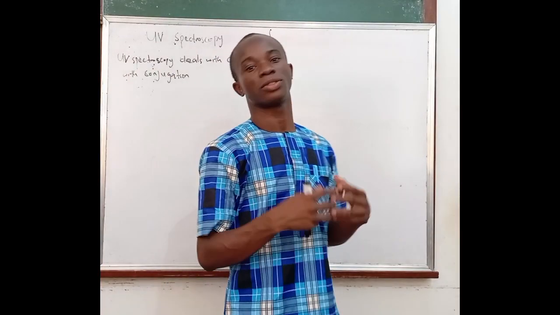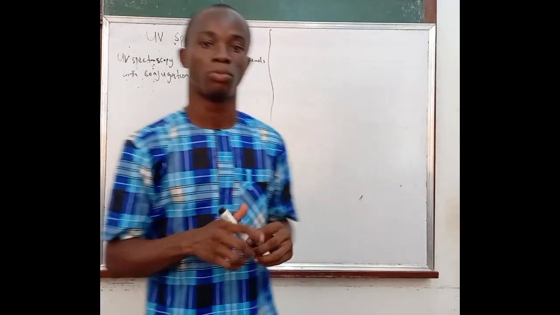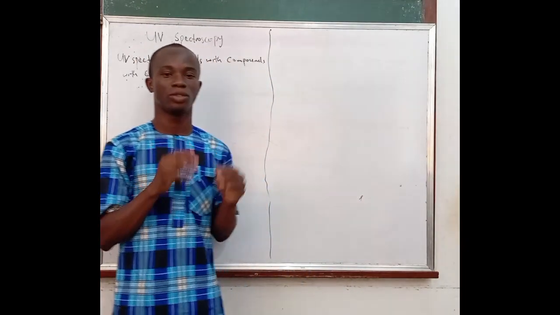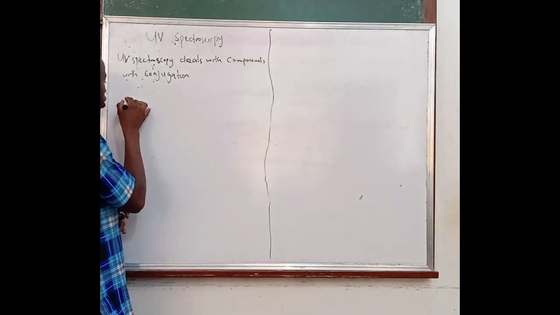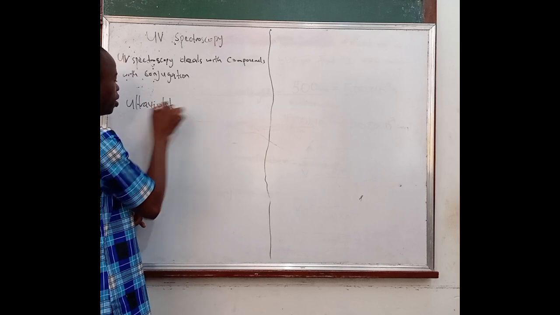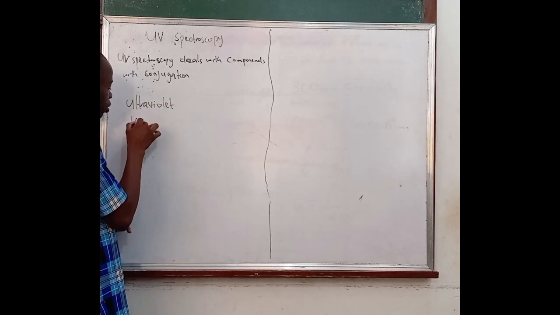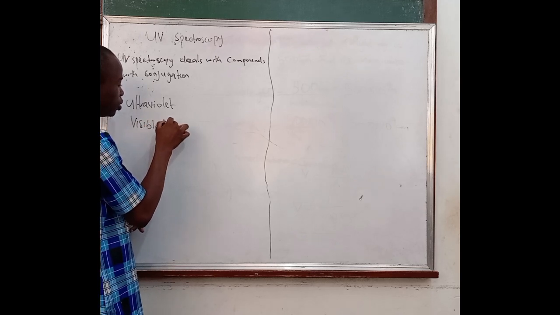Now, what regions of the electromagnetic spectrum are we using under UV spectroscopy? In UV spectroscopy we are majorly concerned with two regions, which are the ultraviolet region and the visible region.